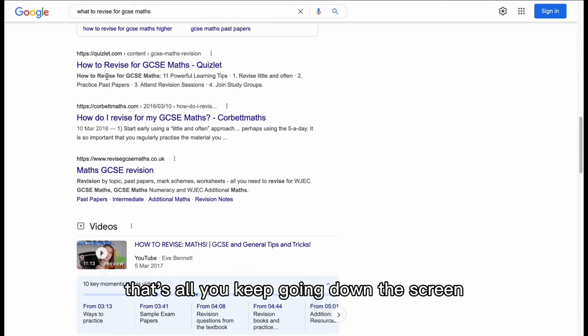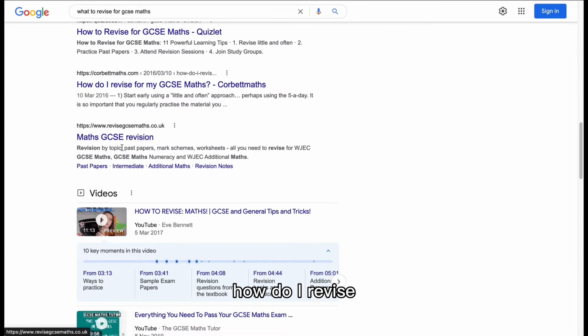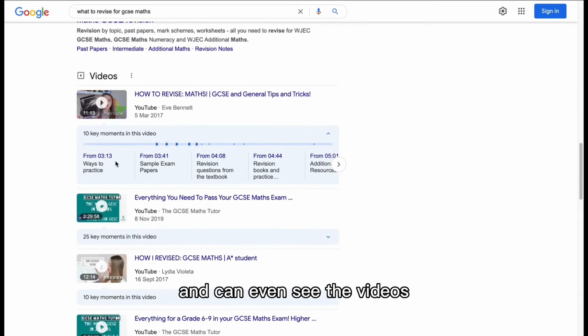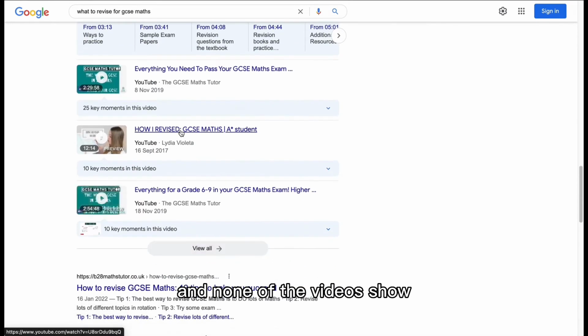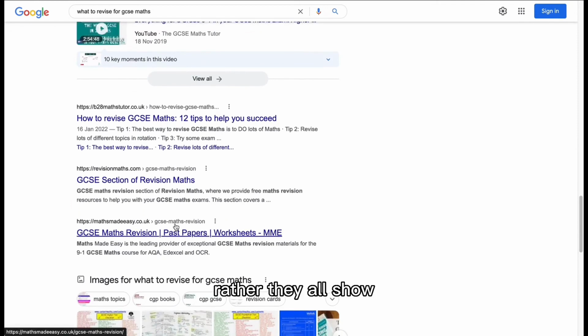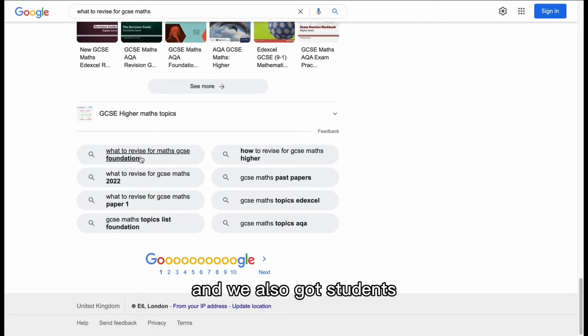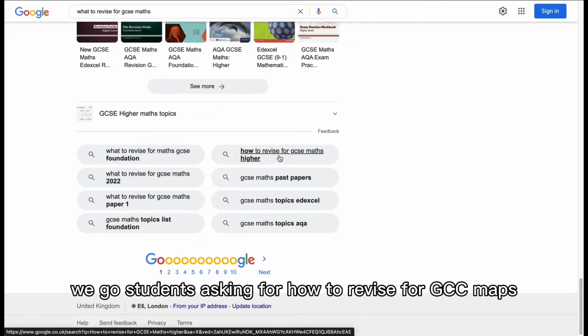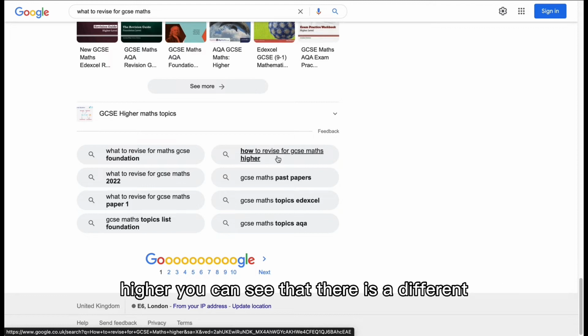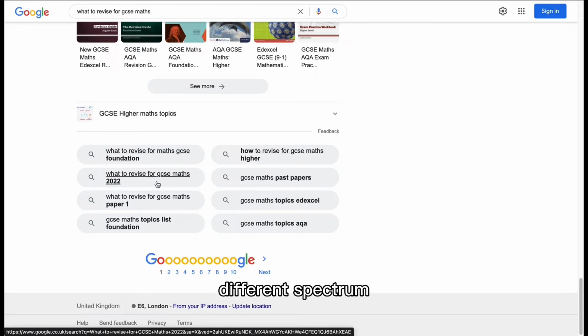You keep going down the screen: how to revise, how do I revise Maths GCSE, and you can even see in the videos, none of the videos show what to revise for GCSE Maths, rather they all show how to revise for GCSE Maths. We also have students asking how to revise for Maths GCSE Foundation, and how to revise for GCSE Maths Higher. You can see that there is a different spectrum. You have people wanting to know what to revise for GCSE Maths 2022, which is the year I recorded this video.